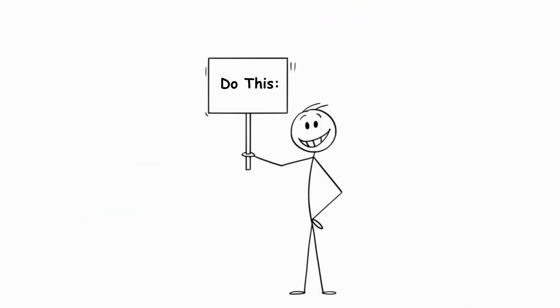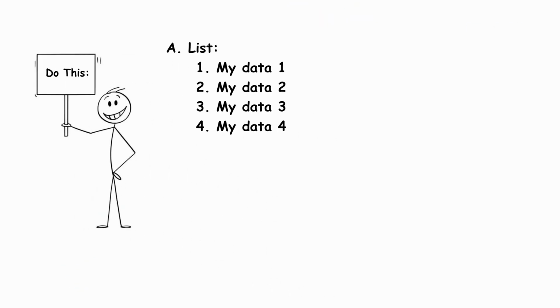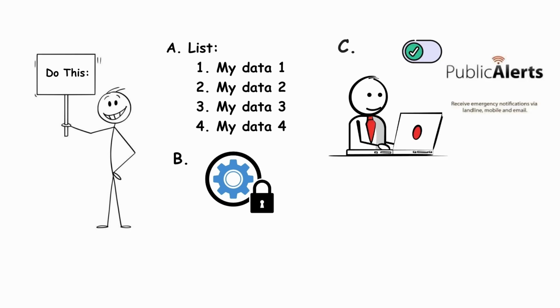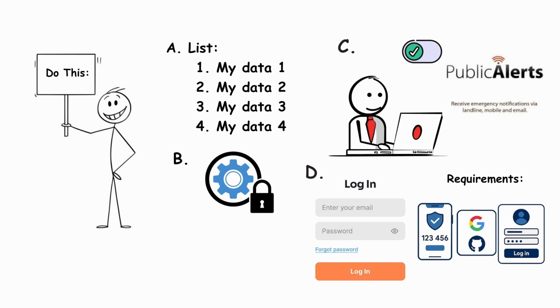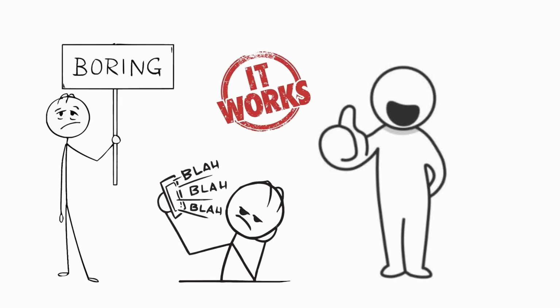Google. Do this now. List everything you expose to the internet, lock the default settings, turn on made public alerts, and add a second step code, tab, or key to every external login. It's boring and it works.